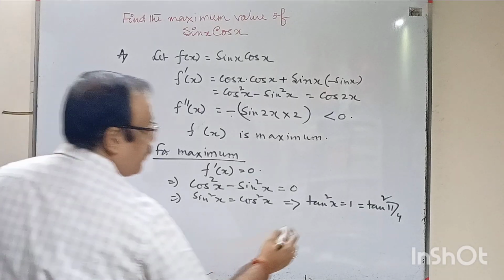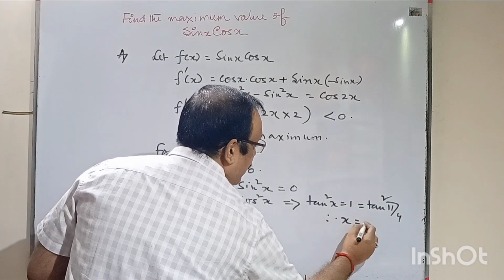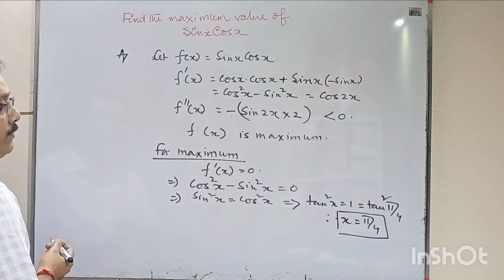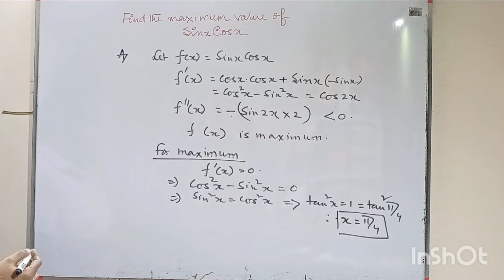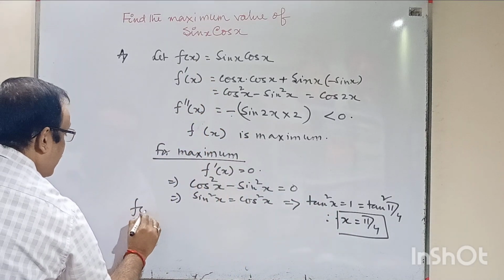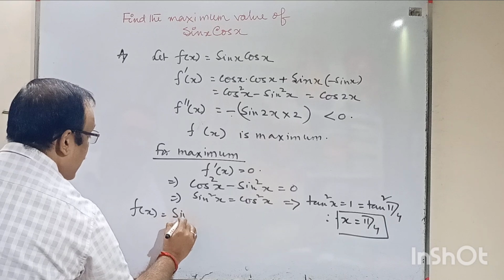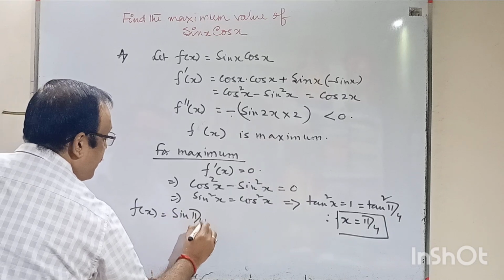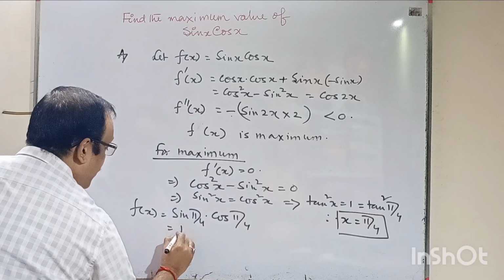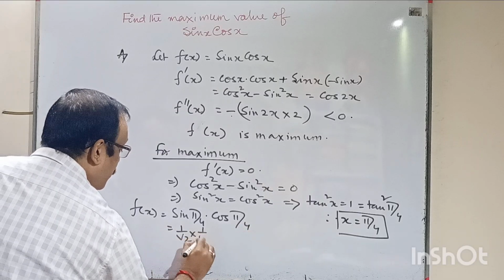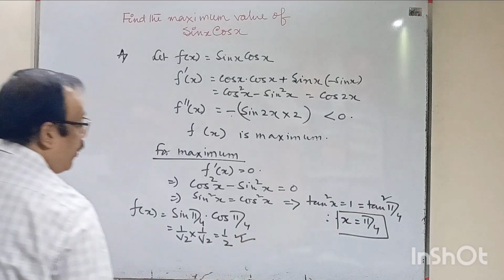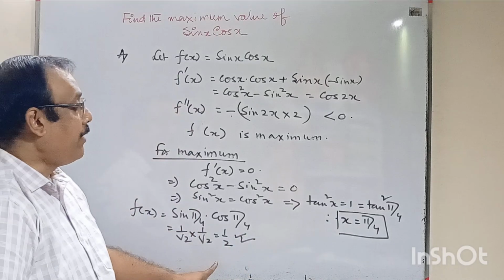So what do we get? x is equal to pi by 4. We put this value of x into the function. f(x) is equal to sin pi by 4 into cos pi by 4. Sin pi by 4 is 1 by root 2, cos pi by 4 is 1 by root 2, which gives me half. So the maximum value of sin x cos x is half.